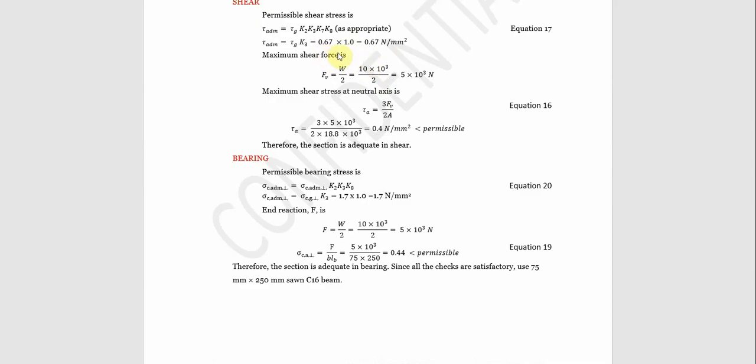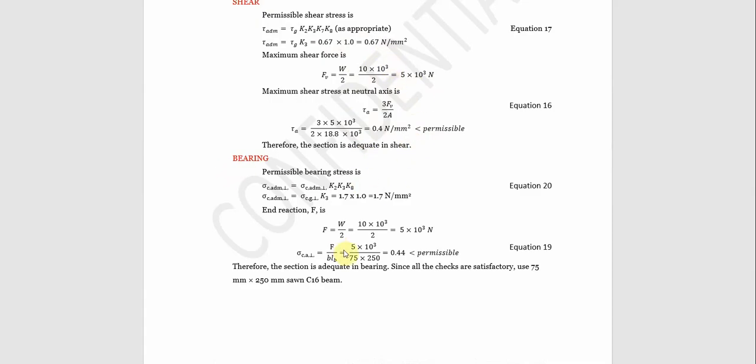Then we calculate the maximum shear from the formula there, and then we have this, and then the maximum shear stress at neutral axis is 3FV over 2A. We have this, which is less than the permissible shear stress. So therefore the section is okay.